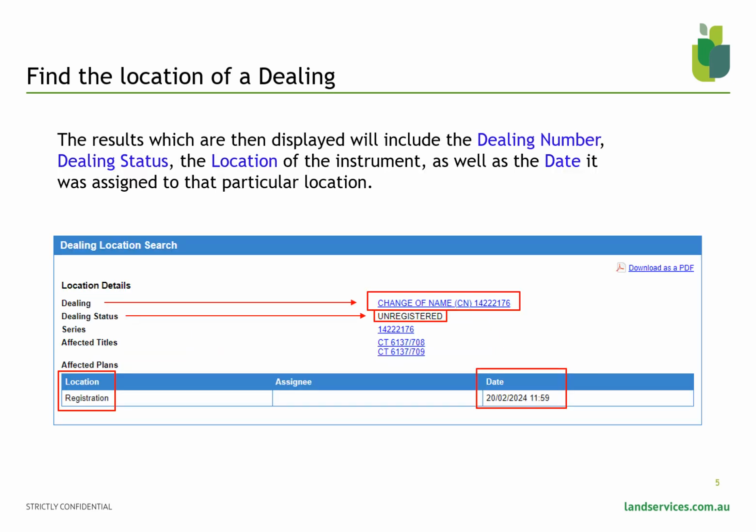The results will be displayed on a new SAILIS screen and will include details of the dealing number, dealing status, its current location, as well as the date it was assigned to that particular location. Using the information we just found, we can then navigate back to the processing times on our website and calculate the expected completion time.